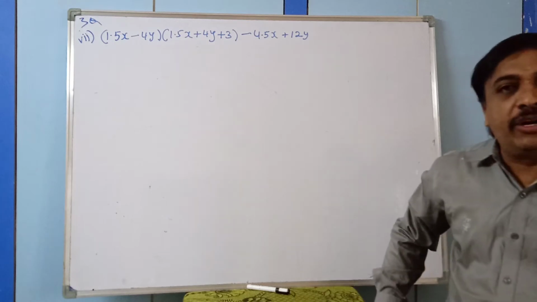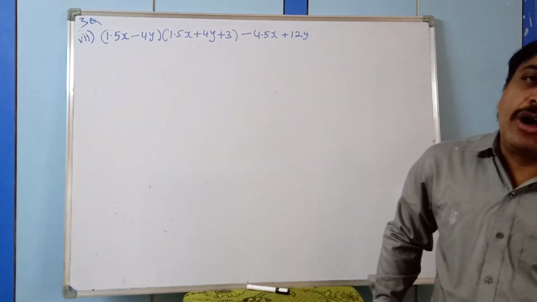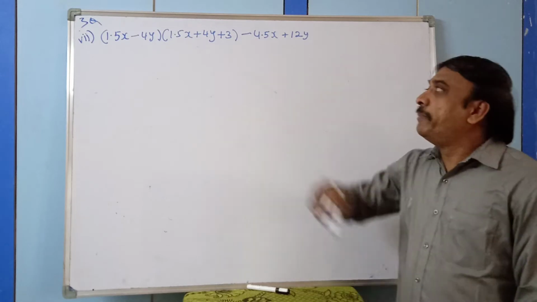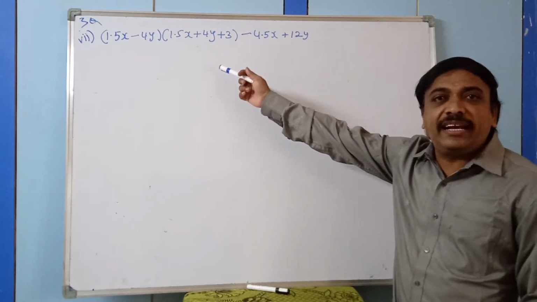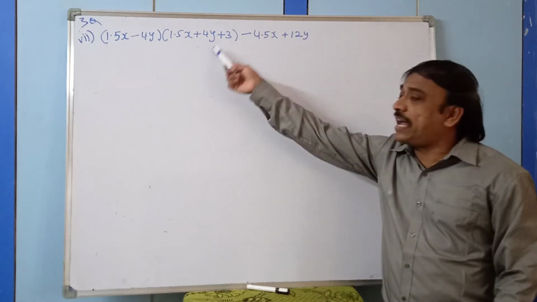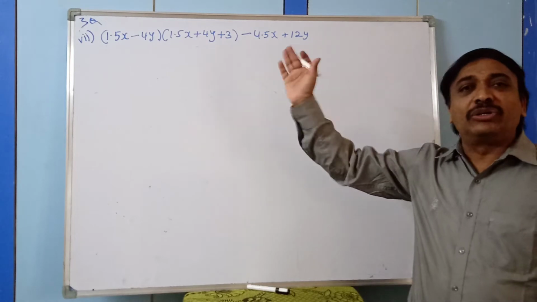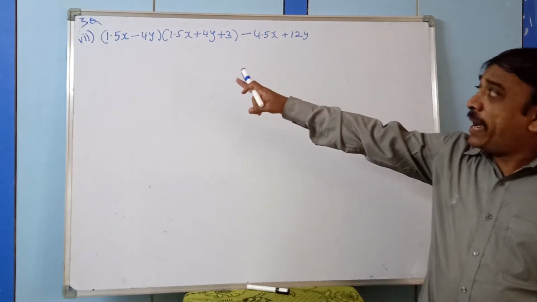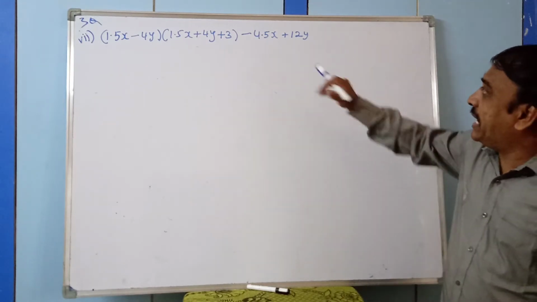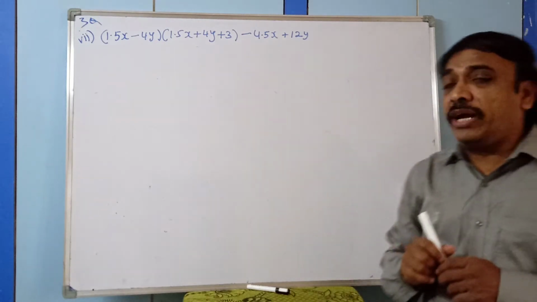What type of polynomial is that? It's a trinomial. Why is it a trinomial? Because how many terms are there in that? 3 terms are there. So that is a binomial and this is a trinomial. Product of binomial to trinomial. Now you see binomial and trinomial. Then you have to add minus 4.5x plus 12y.